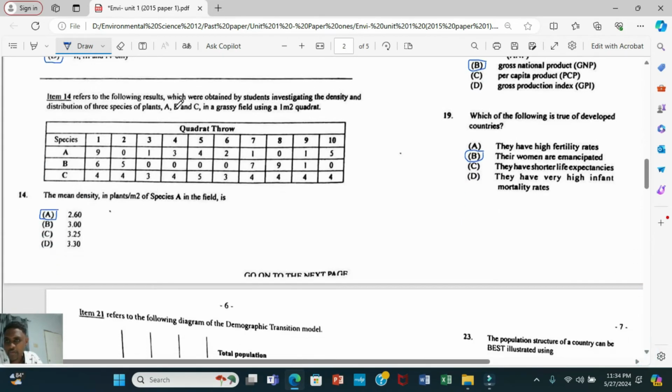Item 14 refers to the following results, which were obtained by a student investigating the density and distribution of three species of plants A, B, and C in a grassy field using a 1 meter square quadrat. All right, that's it, guys. The mean density in plants per meter square of species A in the field is, and the answer is A, 2.6.